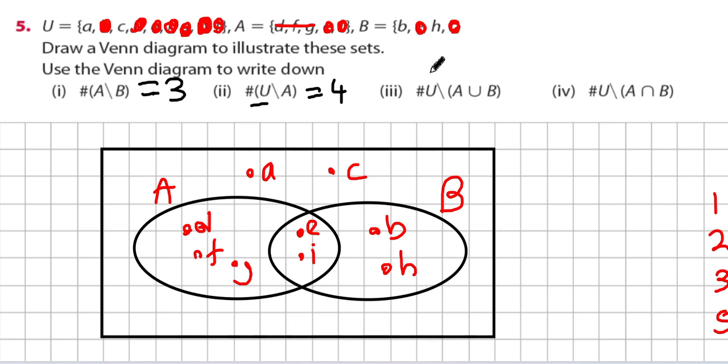How many of them are in the box but not in A or B? Only 2 on the outside, isn't there? So the answer is 2.